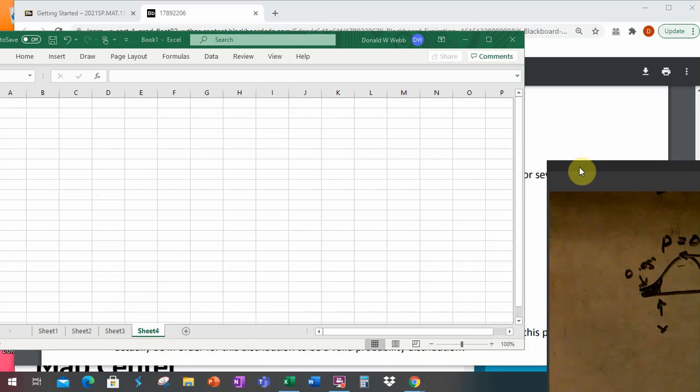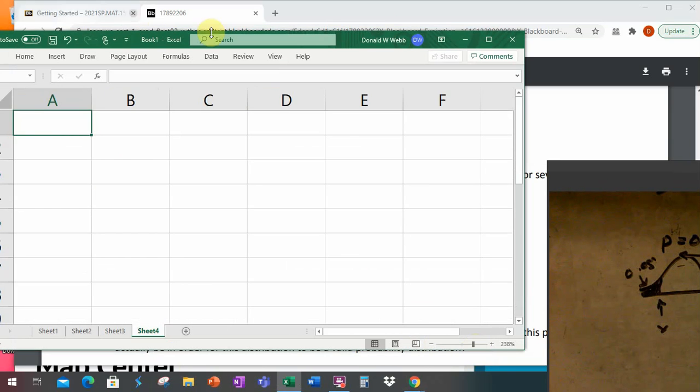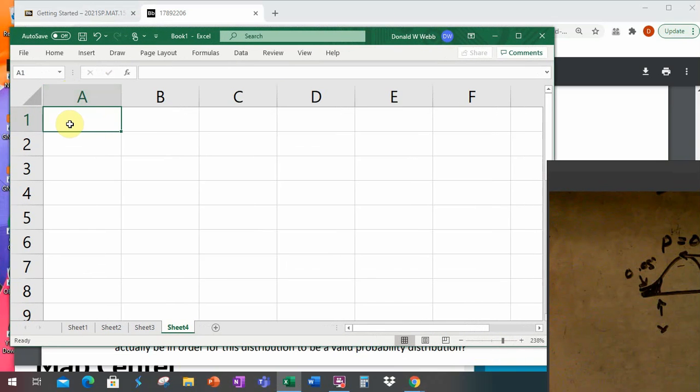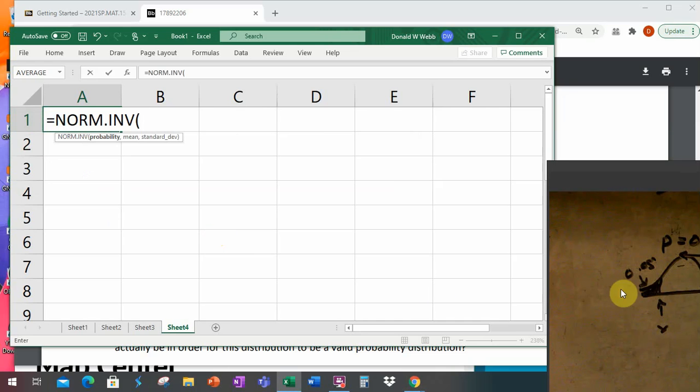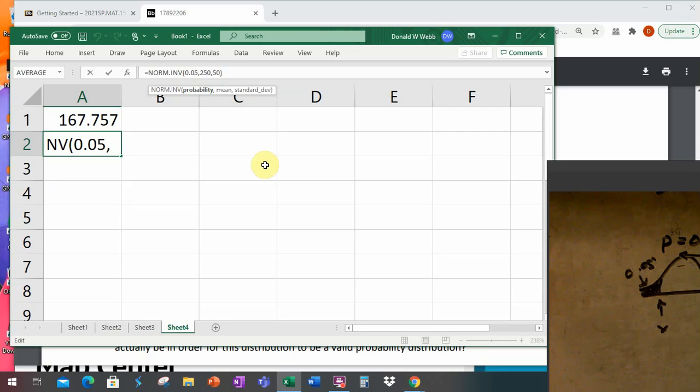I just wish that would have stayed the same magnification. So this would be equal to norm dot inverse. The 0.05 is what I would be looking for, and then the 250, 50. So anything less than 167 feet, and anything more, I want to grab this thing down. Everything is going to be the very same, and then I'm just going to change this number to 0.95.